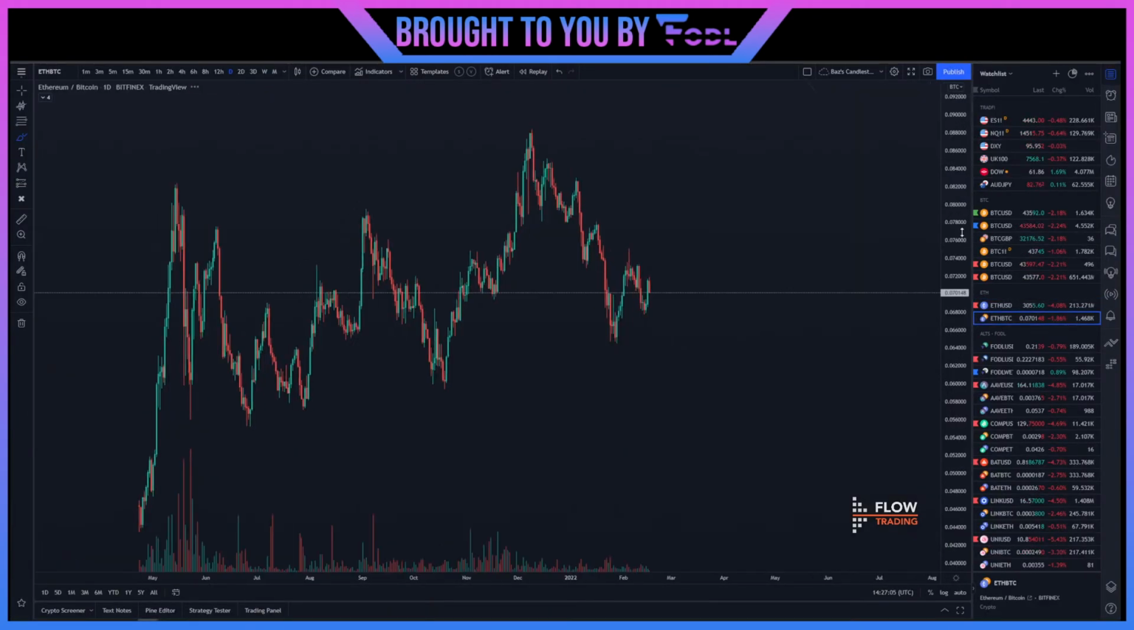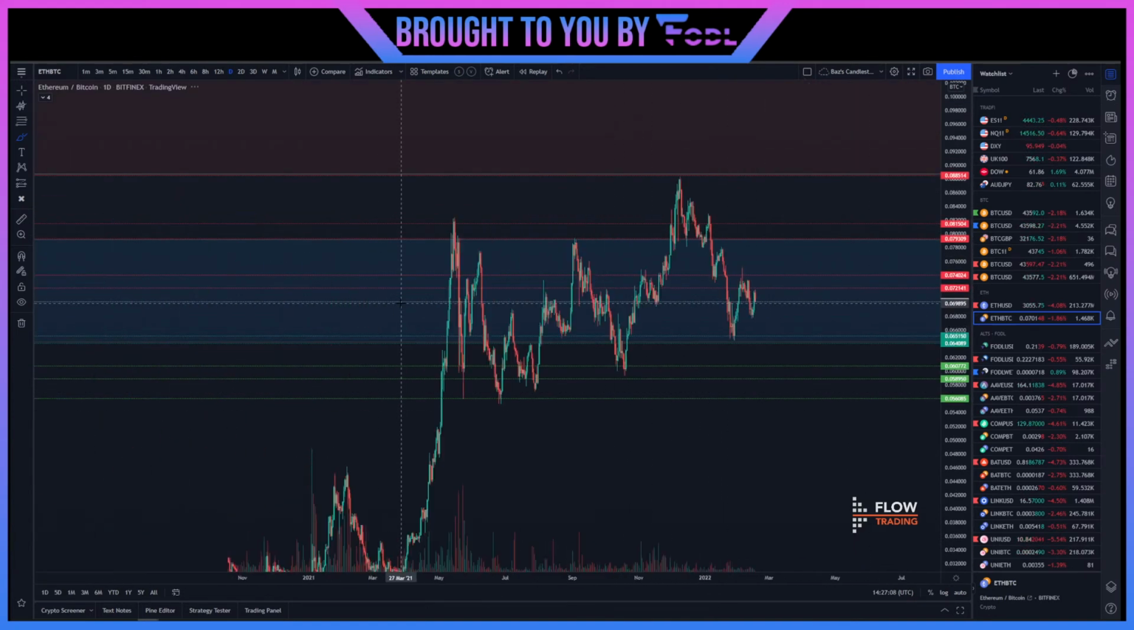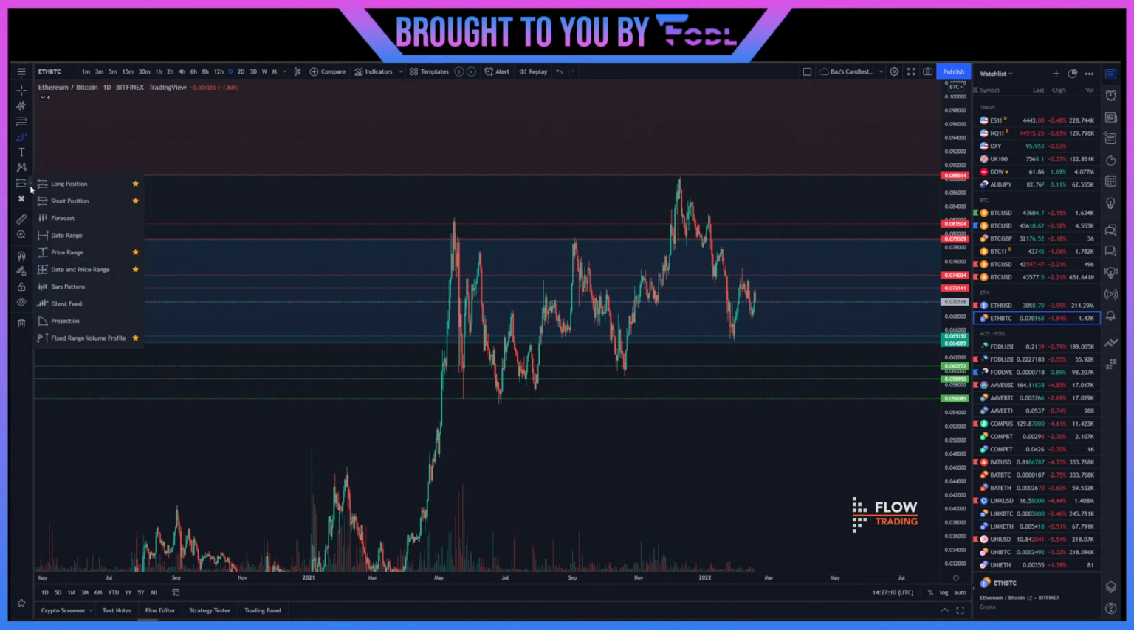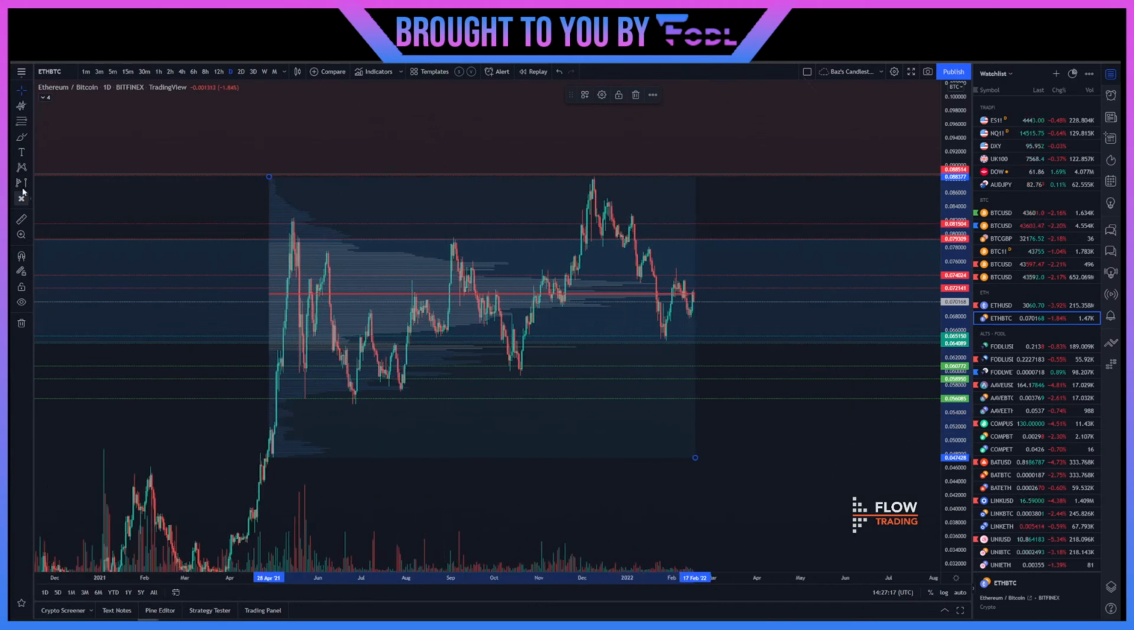Let's have a look at Ethereum BTC. Ethereum BTC is still rotating inside of this balance area. If you guys don't remember, I'm just going to do it again. I put a volume profile from the beginning of this impulse and throughout the whole range to the most recent price action. You can see that that forms a high volume cluster here. I'm going to highlight and make that a different color so you can see it.